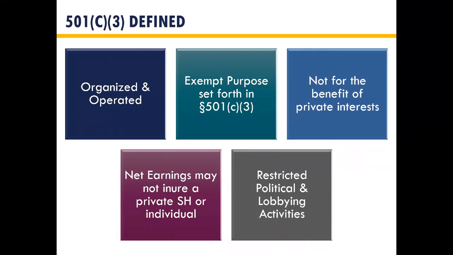Our first slide gives a good outline by referencing the definition of a 501c3 organization. To be tax exempt under IRC section 501c3, an organization must be organized and operated exclusively for exempt purposes as set forth in IRC section 501c3, and the organization must not be organized or operated for the private benefit or interests of individuals, and none of its earnings may inure to a private shareholder or individual. Lastly, there are restrictions on how much political and legislative activity an organization exempt under 501c3 may conduct. A 501c3 organization that fails to meet any portion of this definition does risk its tax exempt status.